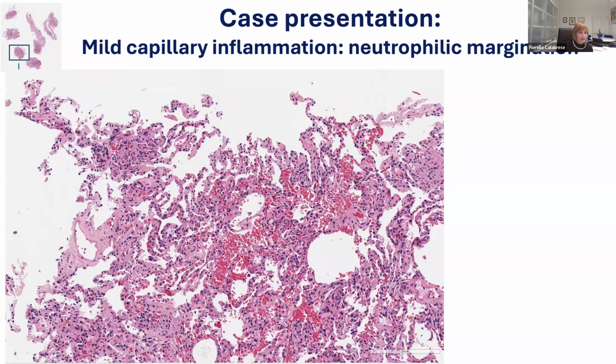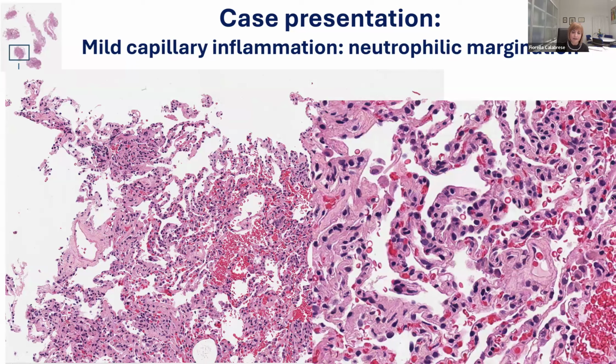So focusing on another fragment, we detected an inflammation of alveolar septa, revealing at high magnification a neutrophilic margination with back-to-back neutrophils and a few apoptotic bodies.